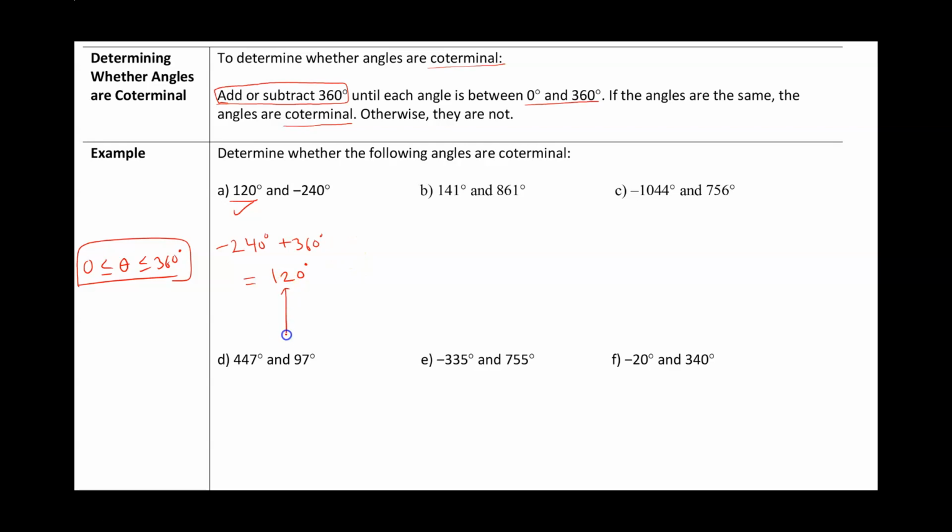Just to show you guys, I'm going to do a quick sketch. So 120 degrees, we're starting at 0, 90 plus 30, this is going to be 120 degrees. Now, if I draw negative 240, take a look at what's happening. I'm going in the clockwise direction. So this is going to be negative 90. This is going to be negative 90 more. That's negative 180. Now, negative 180 minus 60 is going to be negative 240. So this angle is negative 240 degrees. Notice that it's the same exact angle, same exact terminal side. So 120 and negative 240, these are coterminal.